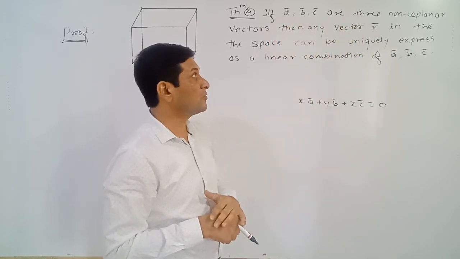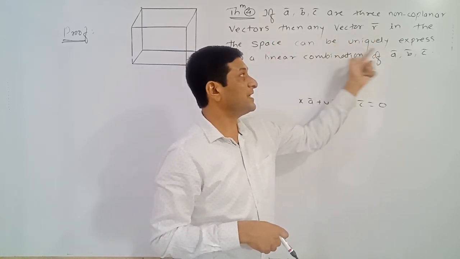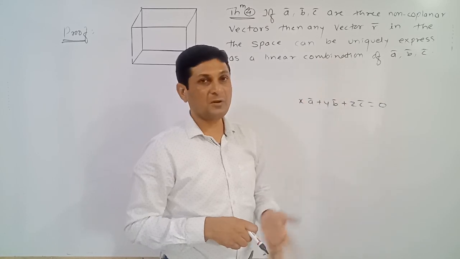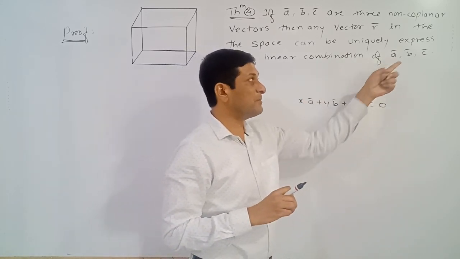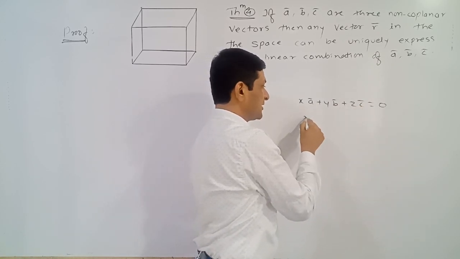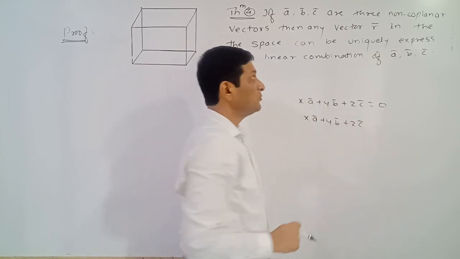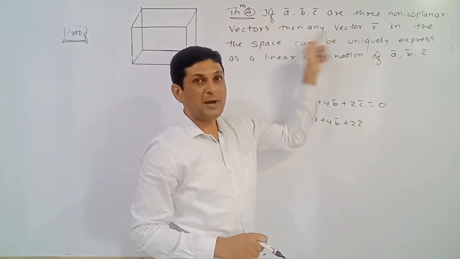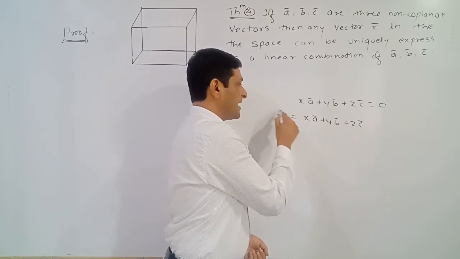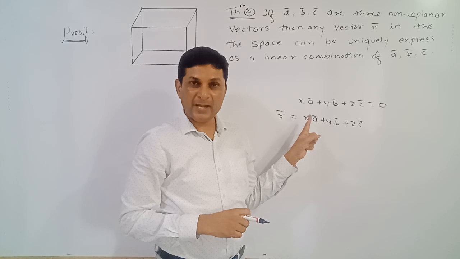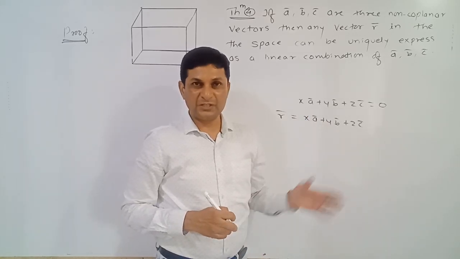If the vectors are non-coplanar, then we have to prove that there exists a vector r bar which is uniquely expressed as a linear combination of a bar, b bar, c bar. A linear combination of a bar, b bar, c bar means an expression such as x a bar plus y b bar plus z c bar. And we have to prove that there exists a vector r bar in space which is expressed by this linear combination, that is, r bar equals x a bar plus y b bar plus z c bar. So the difference between these two theorems is clear.